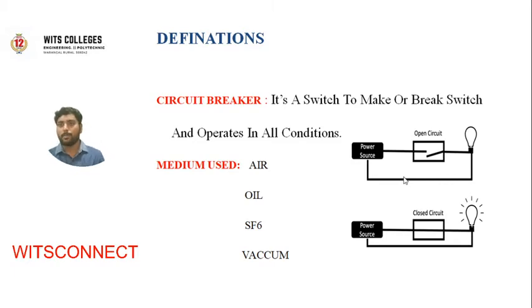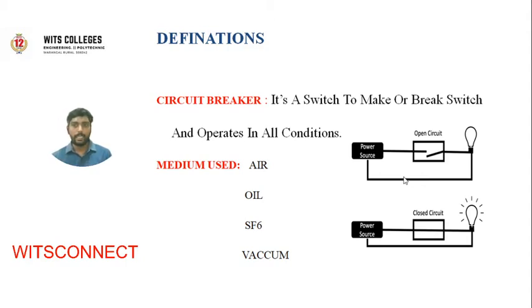What is the main purpose of a circuit breaker in an electrical power system? The main purpose of this circuit breaker is to reduce the arc. What is meant by arc? Here the arc is nothing but heat. Arc means heat.